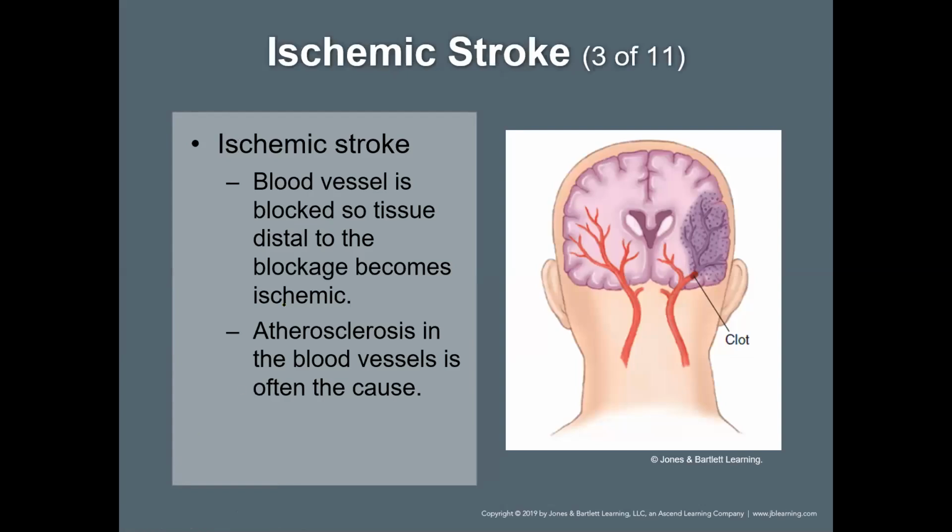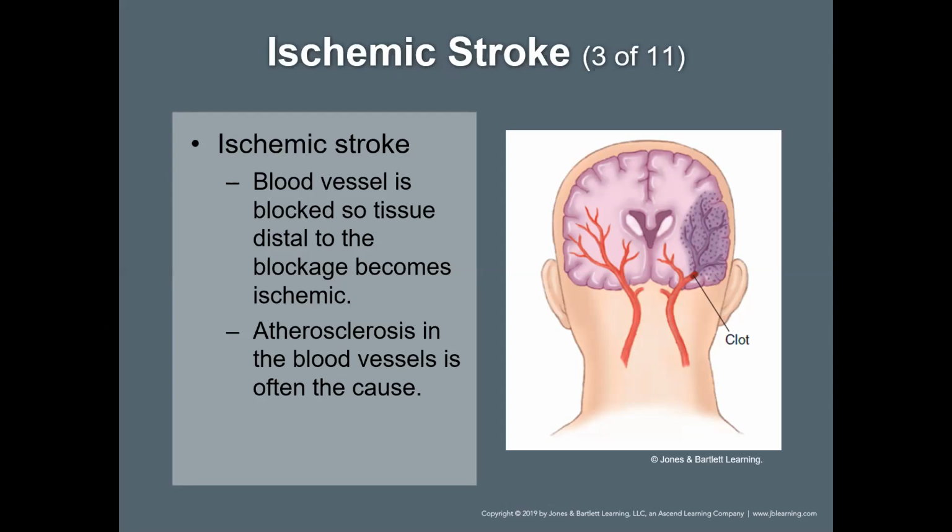So we were just talking about ischemic strokes. About 87% of strokes are ischemic strokes. So there is the thrombus and the embolus. A thrombus can, like this says, block the blood vessel, so tissue distal to the blocking becomes ischemic. Atherosclerosis in the blood vessels is often the cause. So, something that grows and grows, the plaque buildup, and then it completely just occludes.